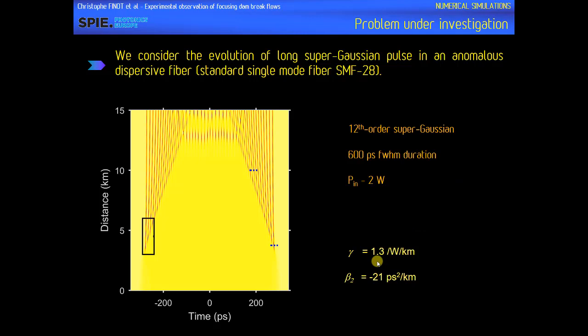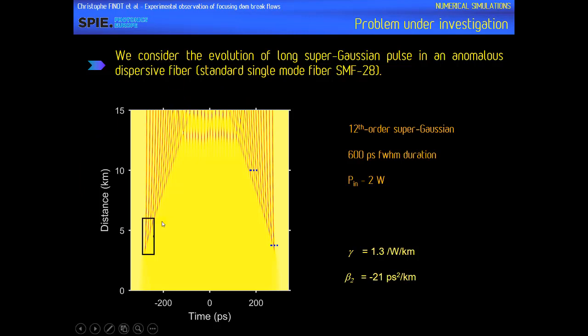And what can we see? We can see that there are kinds of oscillations that appear in the wings of the pulse. But contrary to what happens in the regime of normal dispersion, these oscillations appear in the outer part of the pulse and then evolve toward the center of the pulse. So this is a major difference, which is simply explained because here we are in a focusing propagation.